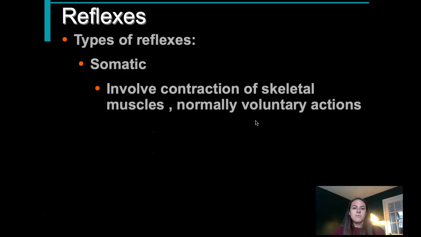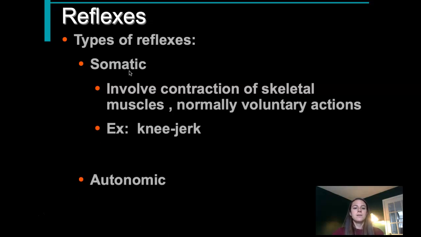There are somatic reflexes that involve contraction of skeletal muscles. So that would be like the hot stove or the knee-jerk reaction. The reflex is involuntary, but a somatic reflex involves muscles that otherwise would be voluntary. So you can pretend to kick your knee out, like the knee-jerk reaction, even if it's not the reflex. You can control that. So that would be a somatic reflex. It's something you could control in a normal situation.